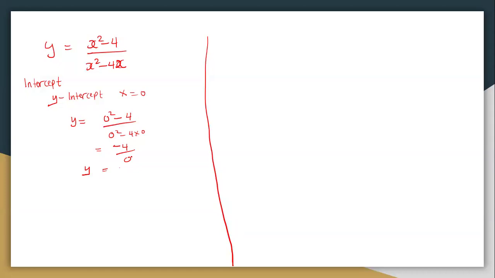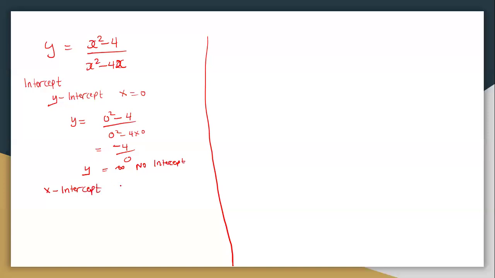What do you get when you calculate? Press it and you tell us. What do you get? Math error. So this is where you say no intercept. Is that fine? Yes, sir. Because this one is infinity. Then we go to the second one, the x-intercept.